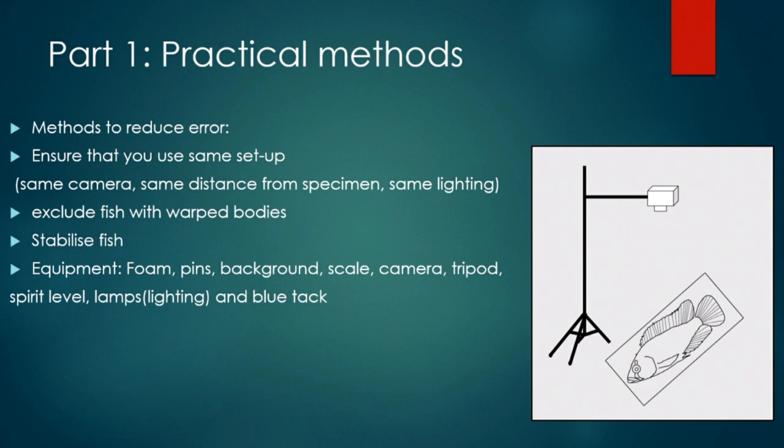But sometimes you don't actually have an option, you have to include them, as you might not have enough well-preserved samples of that population. So I'll also show you how to pin them out and get them to look as straight as possible. You also need to find a way to stabilise the fish so it doesn't lean. You can use blue tack or pebbles.